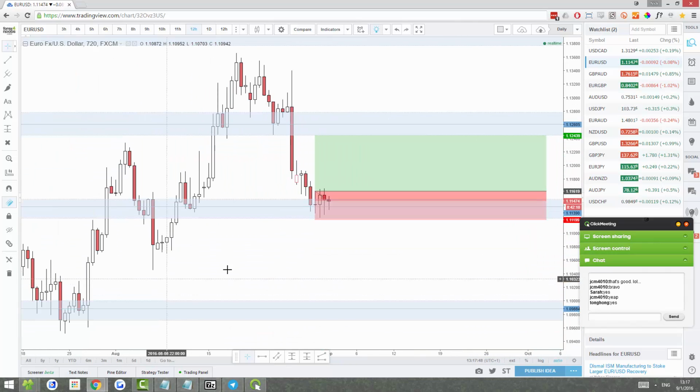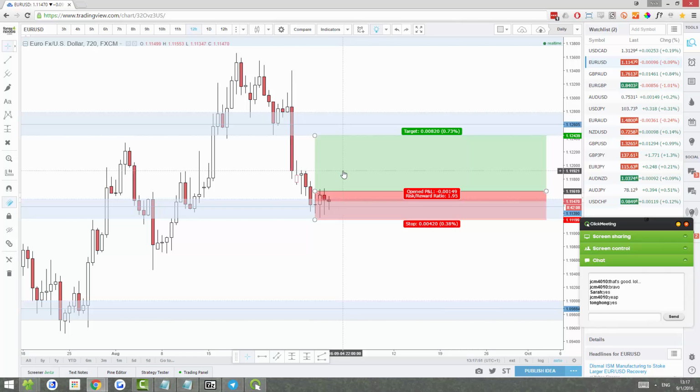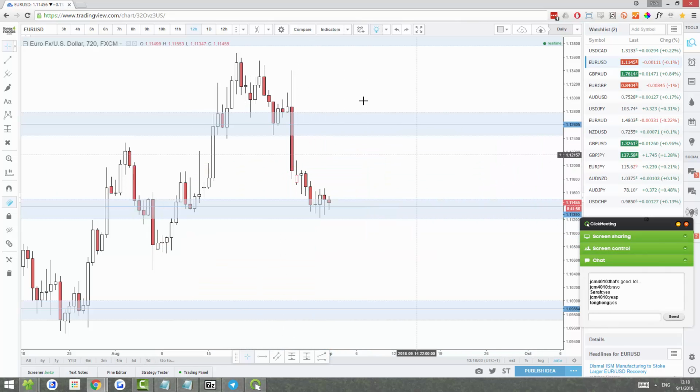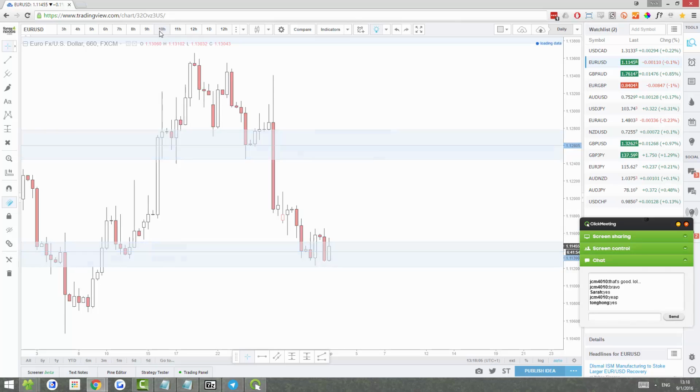Yeah, there's still potential here to enter, but I don't know. I don't like that new low it made, and yeah, at this point it's a bit late to get in. Yeah, never mind. So nothing much really going on Euro USD.